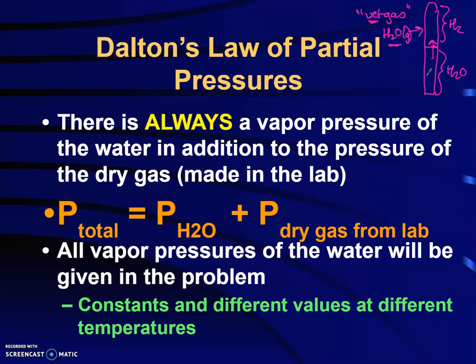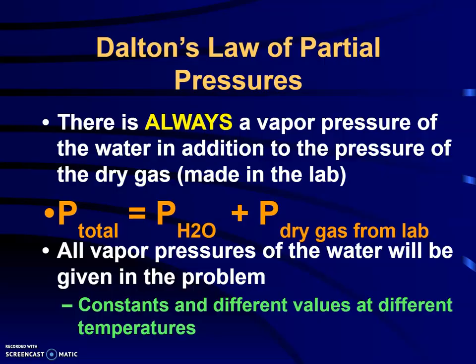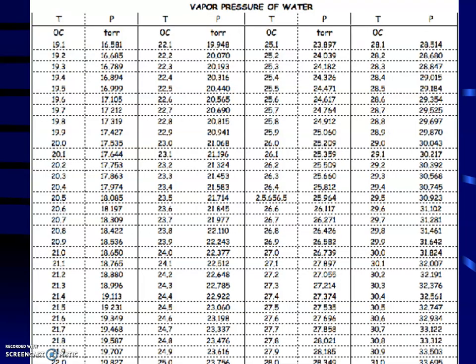So we use Dalton's law in order to figure out how much the pressure of the dry gas is going to be. So you can figure out the total pressure from the pressure of the room, you can use the water vapor pressure, and then you can subtract out the water vapor pressure from the total pressure in order to figure out what the dry gas is from the lab. All of the vapor pressures that we use come from a data table. They are all constants. Scientists have repeated this experiment over and over and over again, and you get this huge table that looks like this.